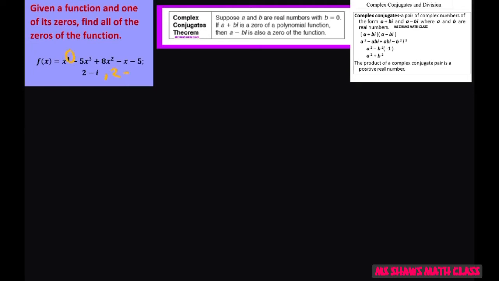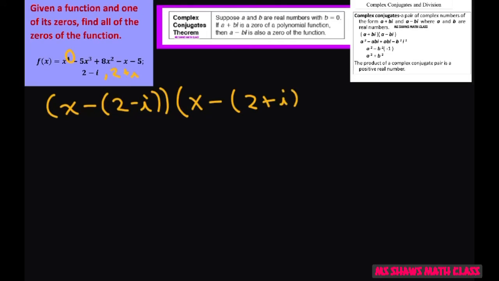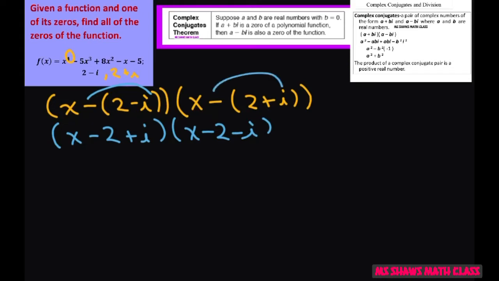Now, if these are two factors, and we can have up to 4, I'm going to write this as x minus 2 minus i times x minus 2 plus i. Next step, I'm going to go ahead and distribute that negative. Negative times a negative, and then do it again. Negative times a positive is a negative.